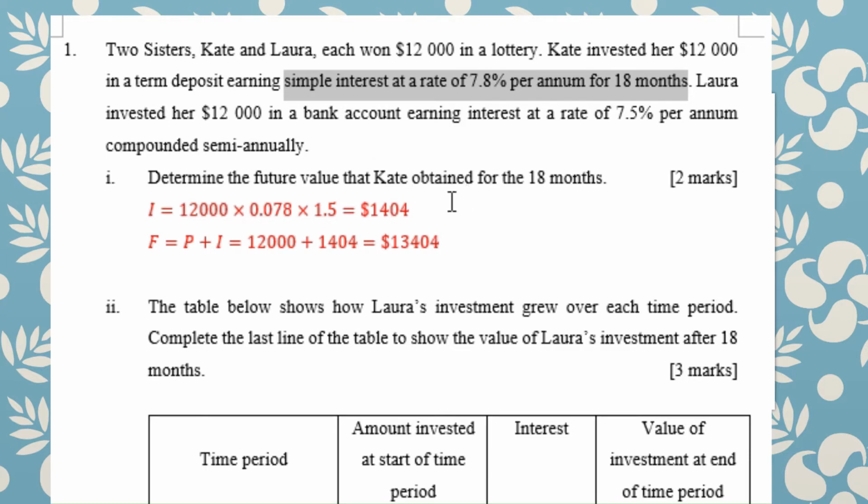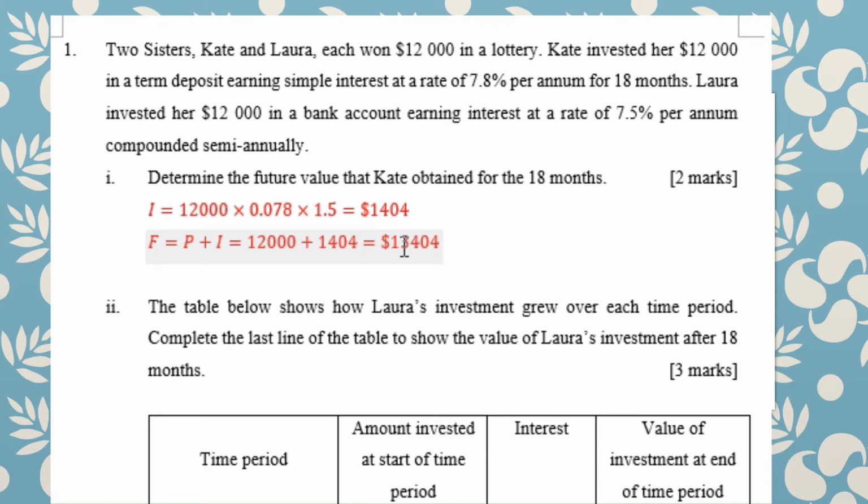So they ask you to calculate for Kate first. You find the interest: 12,000 times 0.078 times 1.5. Why 1.5? 18 over 12, in other words. You will get the interest of 1404. They want the future value, so you take principal plus interest, and you will get 13,404.